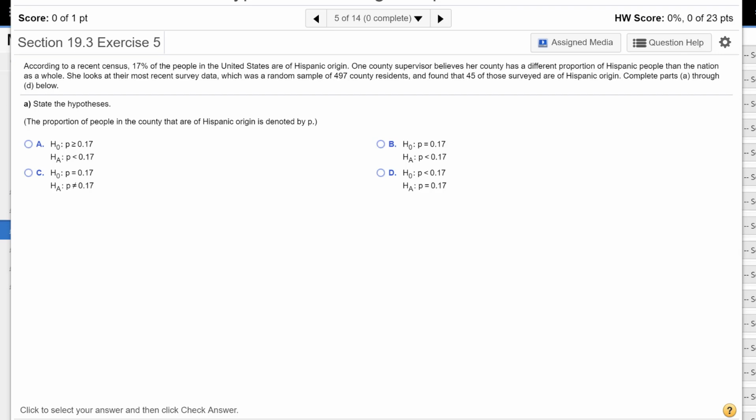So we set the null that P equals 0.17, which is 17%, and for the alternative hypothesis, we look for keywords in the statement. Is there a suspicion that it's less than, greater than, or we just want to know, is it different? In this particular problem, it says she believes has a different proportion. So the different one is the two-tailed test, or C.